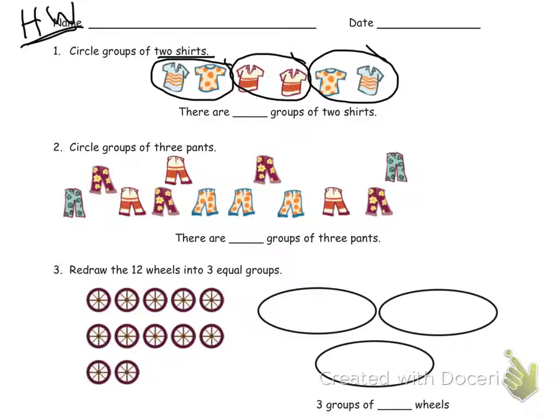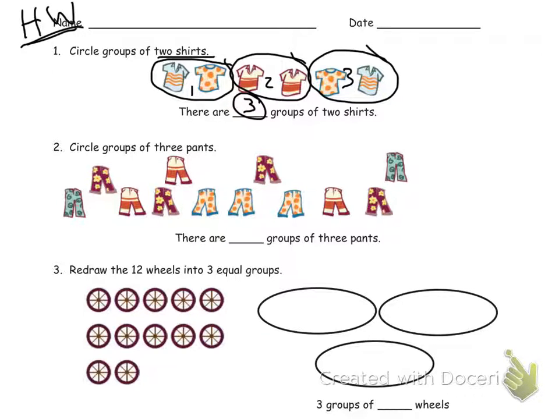And then I need to fill in the blank. There are blank groups of 2 shirts. Now I've got 1, 2, and 3 groups. So I've got 3 groups of 2 shirts.